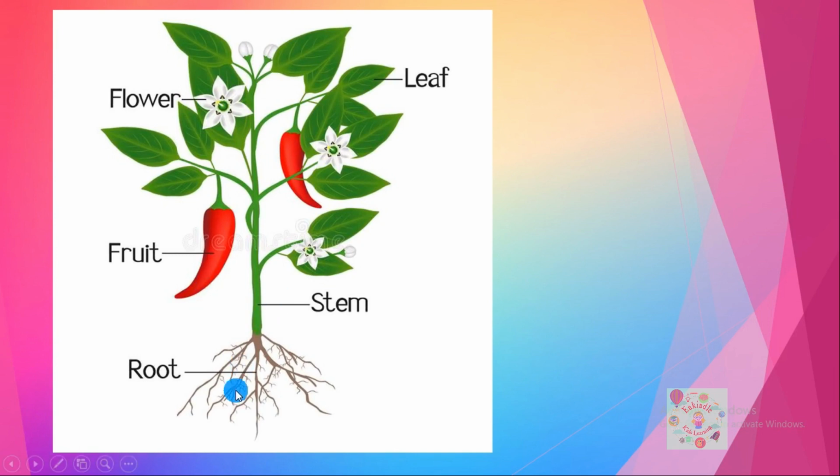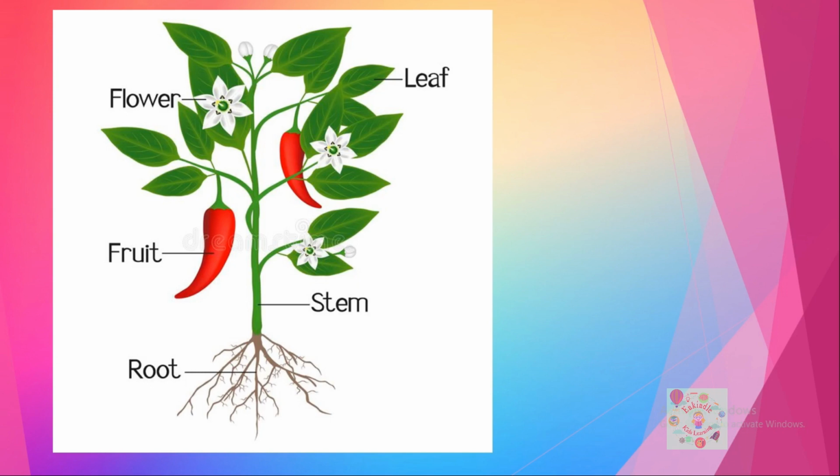We have seen the roots. We have seen the fruit. We have seen the stem. We have seen the flower. We have seen the leaf, isn't it? We have seen all these parts of a plant. But in this chapter, you will have to learn about these parts in detail.